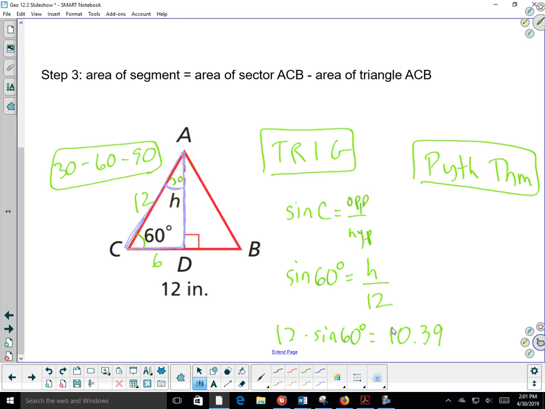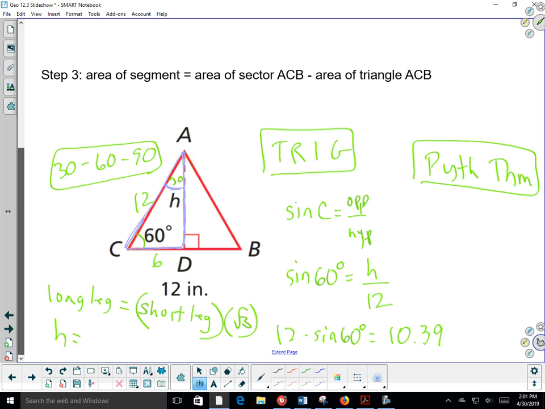30, 60, 90, if I'm trying to find the side opposite the 60, that's the long leg. Long leg equals short leg times square root of 3. Then I would get long leg, which is our h, is equal to short leg, which is 6, times square root of 3. Boom, done. 6 square root of 3, which is the same as 10.39. And did you get that same thing using the Pythagorean theorem? Yep. All right, so that's great, but we still didn't find the area.